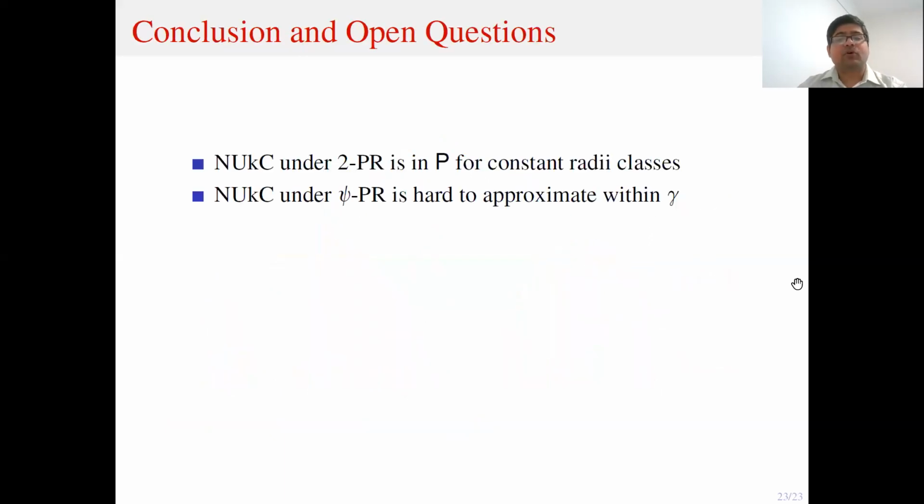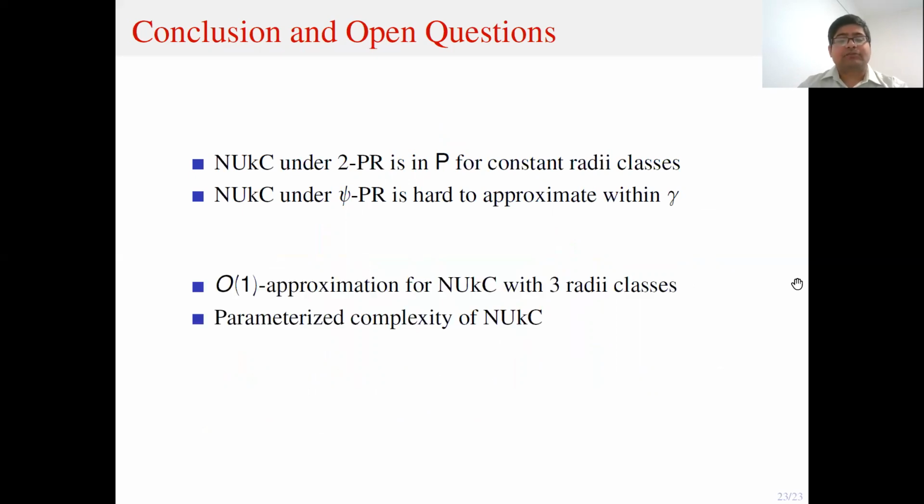So in summary, we showed that the NUKC problem under two-perturbation resilience can be solved in polynomial time if we have a constant number of radii classes. However, we showed that in general, perturbation resilience doesn't help. Many open questions remain. One such interesting question is to obtain a constant approximation for 3 radii classes. Another open direction is to study the parameterized complexity of this problem.